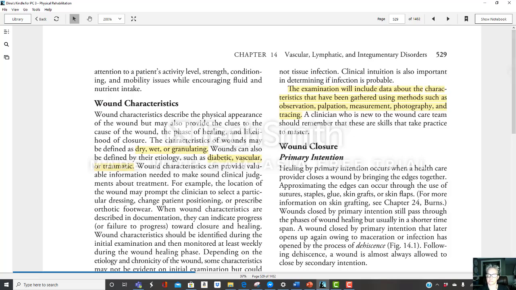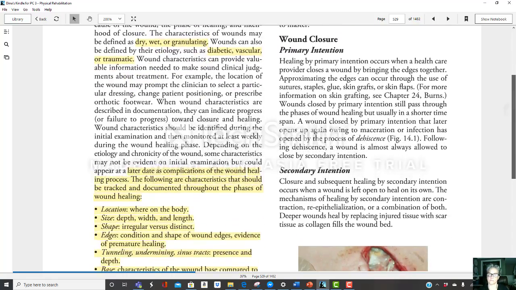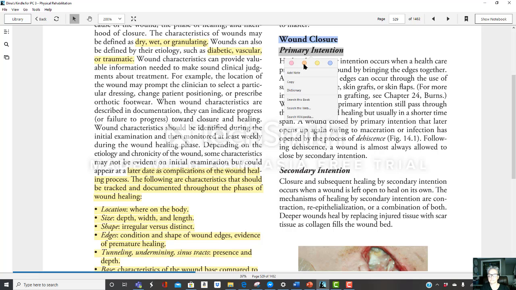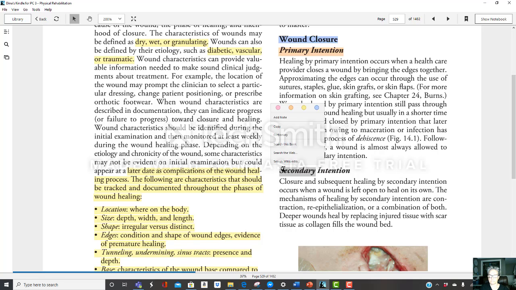Wound closure. Healing by primary intention occurs when a healthcare provider closes a wound by bringing the edges together. Approximating the edges can occur through the use of sutures, staples, glue, skin grafts, or skin flaps. For more information on skin grafting, see Chapter 24, Burns.